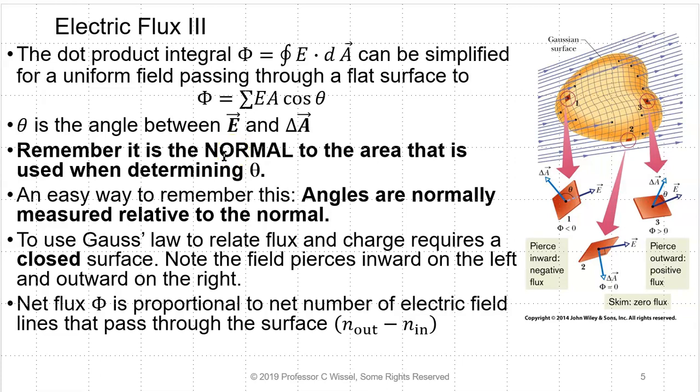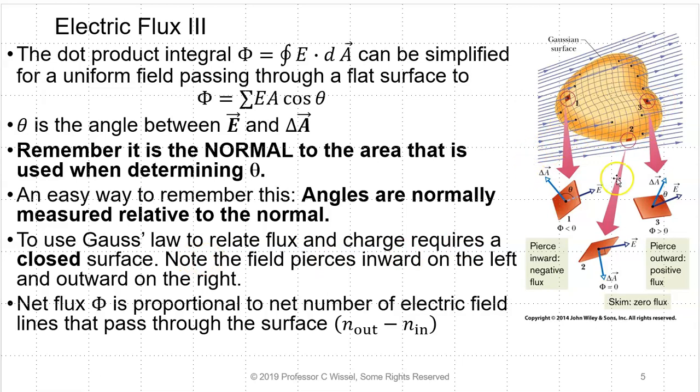Easy way to remember this: angles are normally measured relative to the normal. Now you're going to need this when we talk about optics too. To use Gauss's law to relate flux and charge requires a closed surface. Note the field pierces inward on the left and outward on the right.